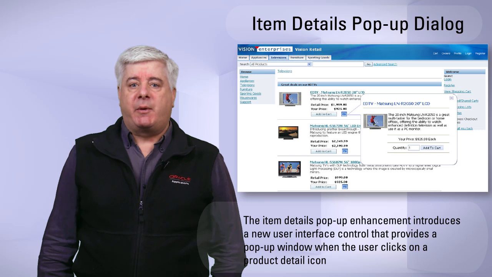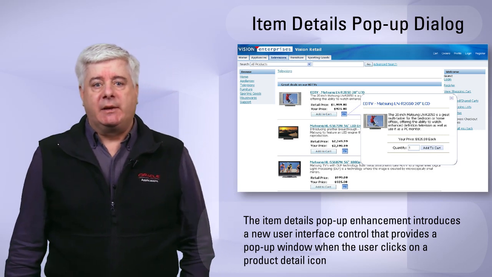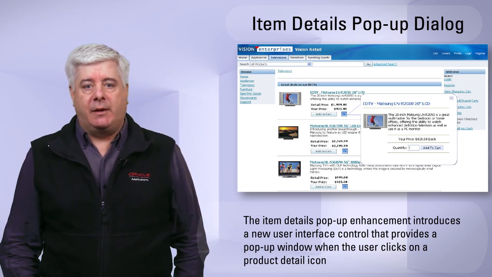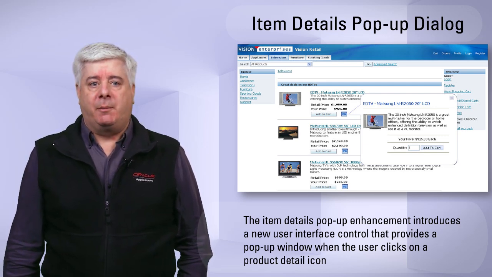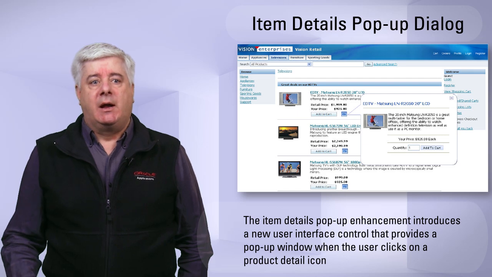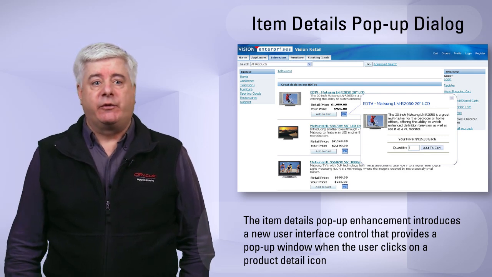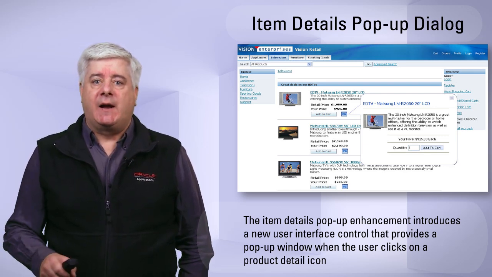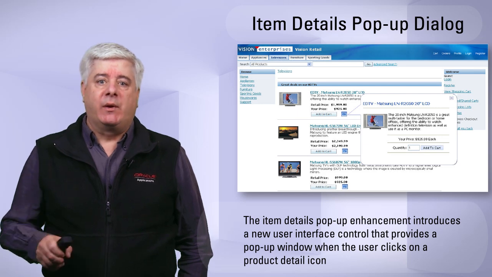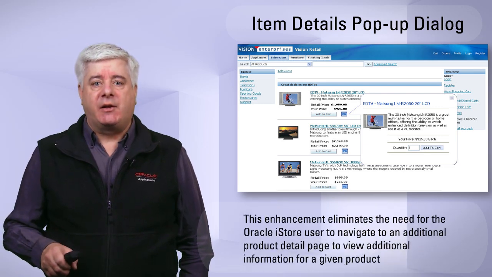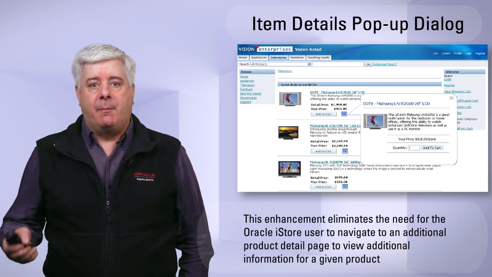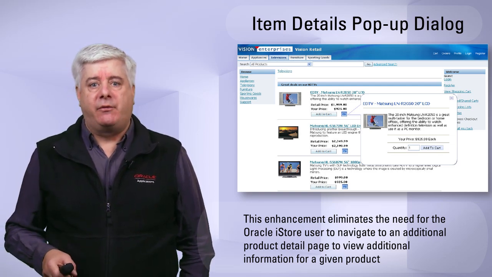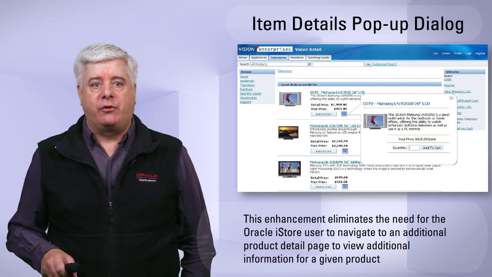Another request that we got from our customers: we have the ability to show additional product detail information when you're on the product catalog page. Here is a list of televisions, and I can click on the hyperlinked name of any one of these televisions, which navigates me to another page that gives me further detail about the particular television that I have in mind to purchase.